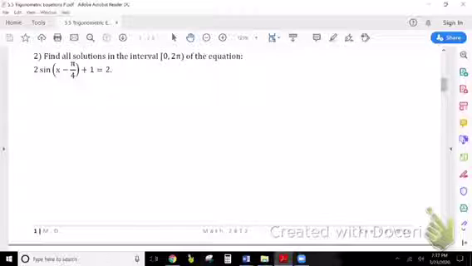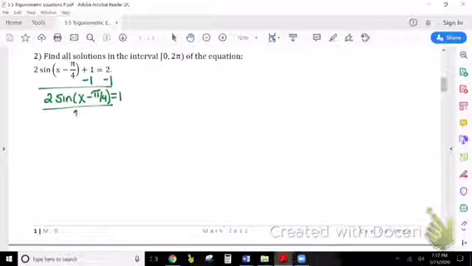So we need to get rid of the 2 in front and the 1 at the end. So let's just algebraically get the sine piece by itself. We're going to subtract the 1, and then divide by the 2. And so we've got sine of x minus pi over 4 equals 1/2.